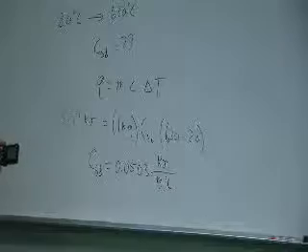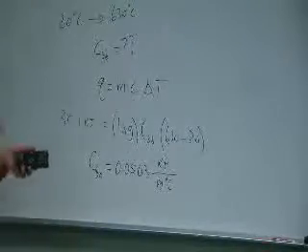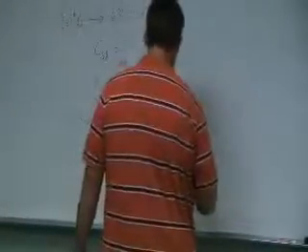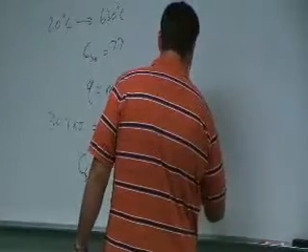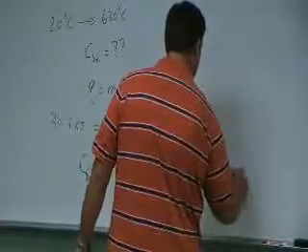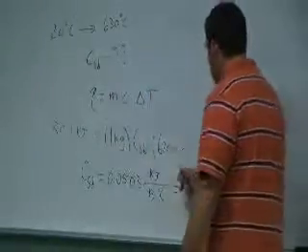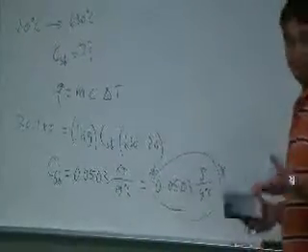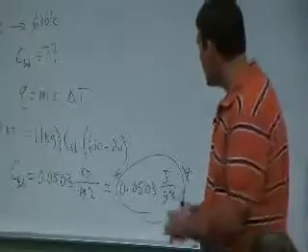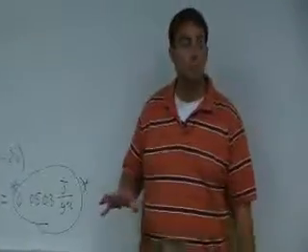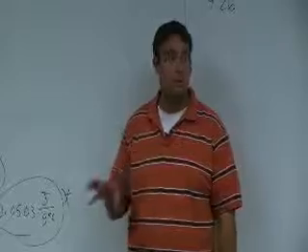Now, will the kilos cancel? What do you think? Yes. Yeah, they sure will. All right, kilo on the top, kilo on the bottom. So 0.0503 joules per gram degrees centigrade. Now, why did I do that, and was I required to? No. Okay. This is just the unit that your book typically uses for this.